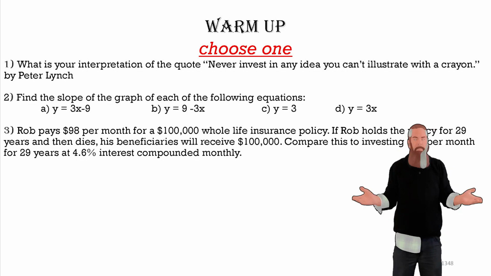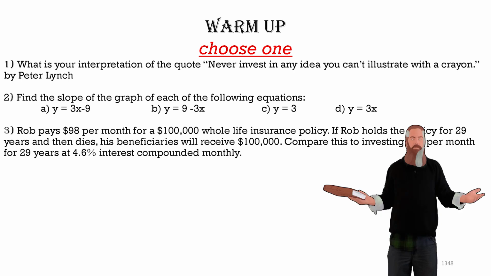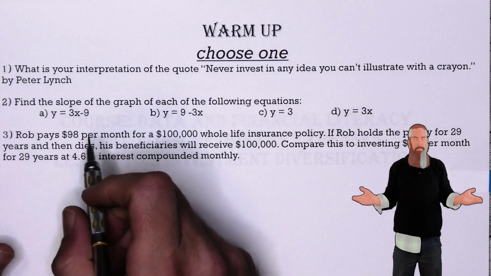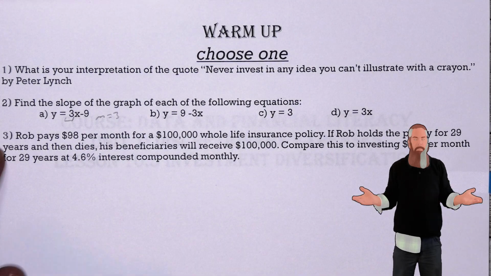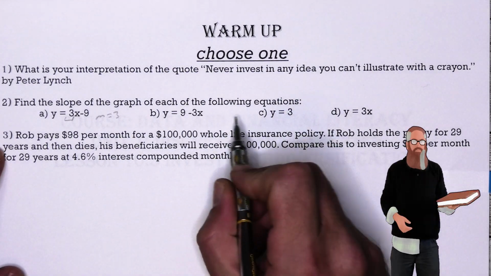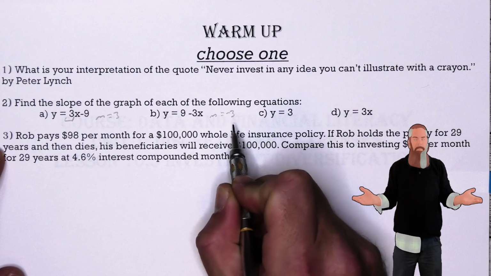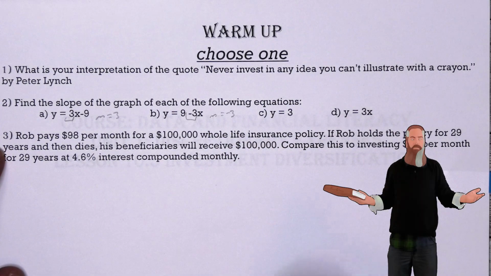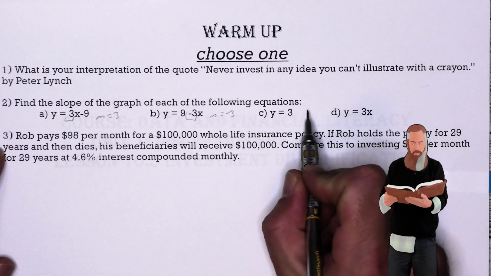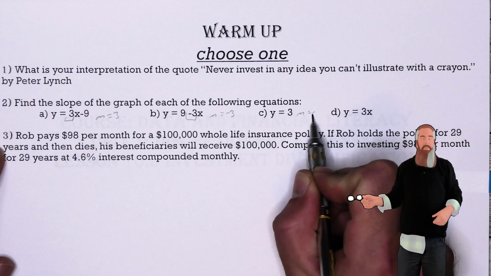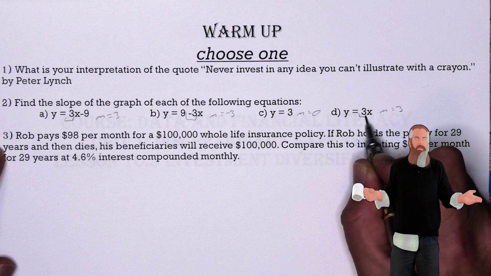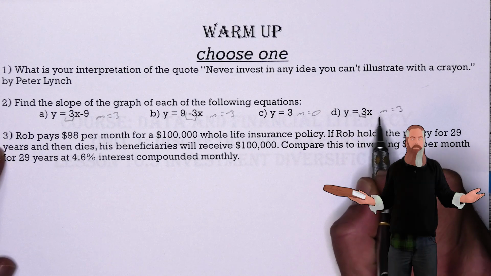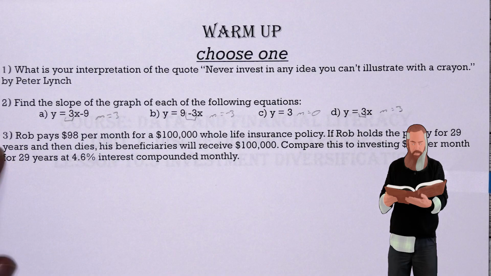Let's make sure we're ready for this lesson by taking a look at warm-up number 2, where we find the slope of the graph of each of the following equations. Y is equal to 3x minus 9 has a slope of 3, being the number in front of x. Y is equal to 9 minus 3x has a slope of negative 3, because negative 3 is what's in front of x. Y is equal to 3 would be a horizontal line, which means it has a slope of 0. And y is equal to 3x has a slope of 3 because that is the number touching x, just as it was in A with 3x minus 9.